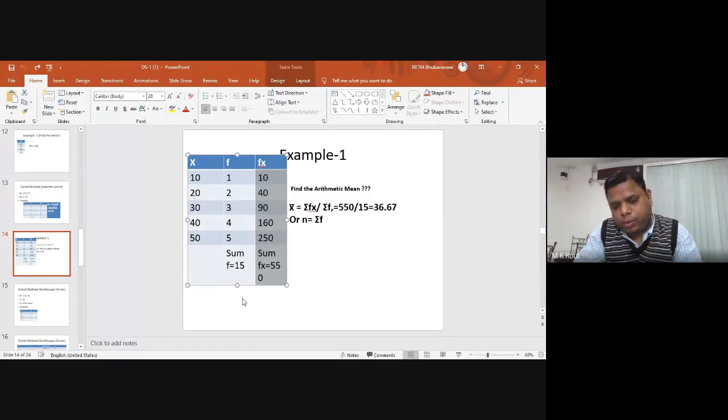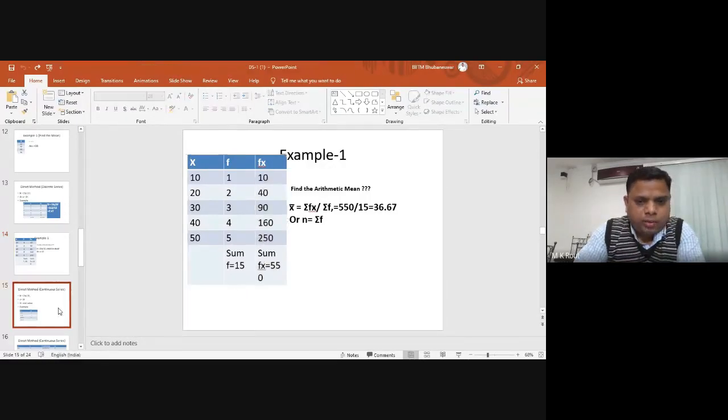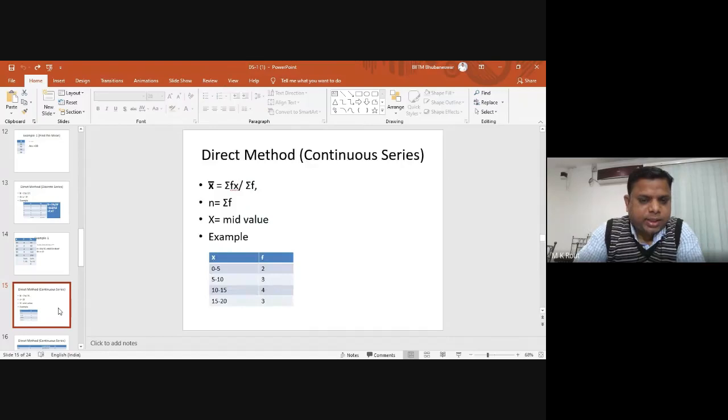So if you put this particular value in the formula, that is 550 divided by 15, that is 36.67. Clear? Then moving to the next one. Okay, fine. Moving to the next one for the next series of data, that is continuous series. Just note down this particular formula.